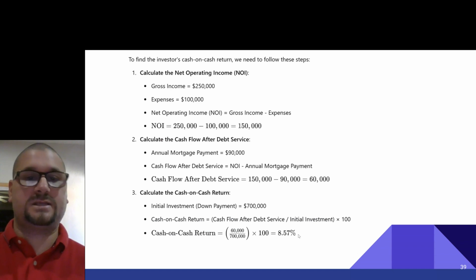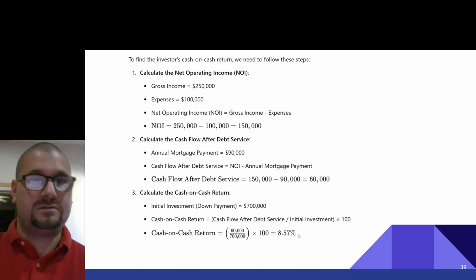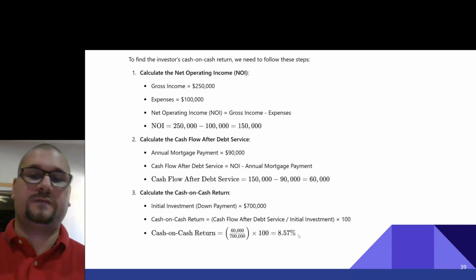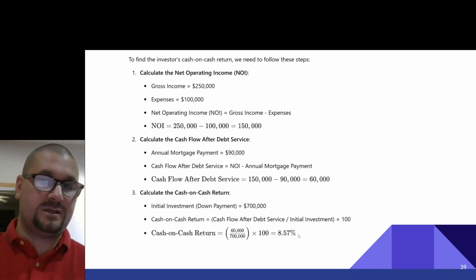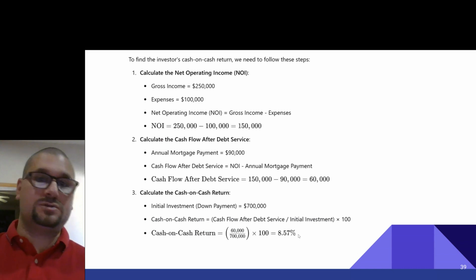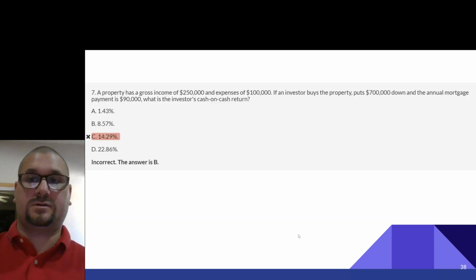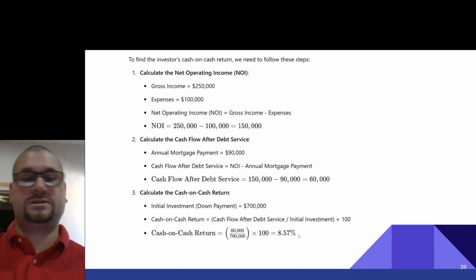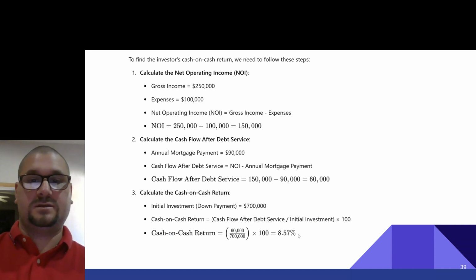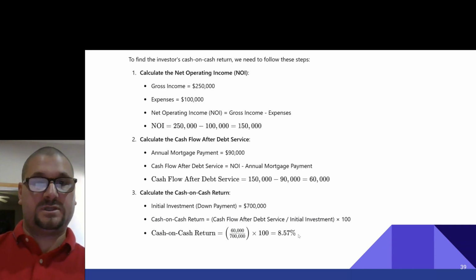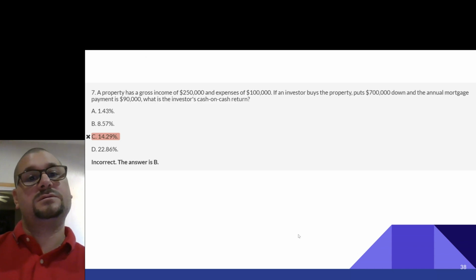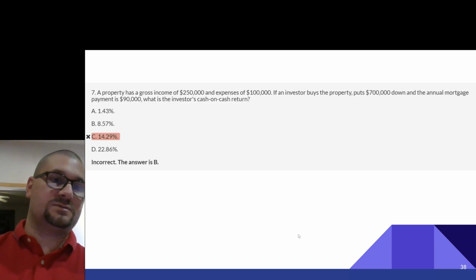So to calculate the cash flow after the debt service, it's going to be 150 grand minus 90 grand, which is 60 grand, and then they told you to put down 700 grand. So 60 grand divided by the 700 grand is 8.57%. So what is the investor's cash on cash return? 8.5% is pretty good.